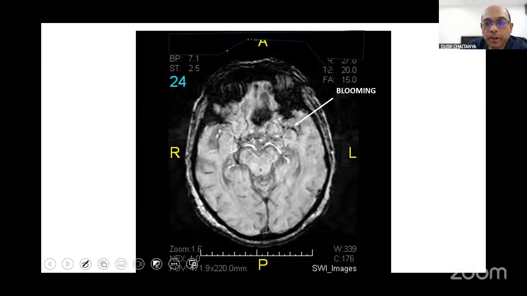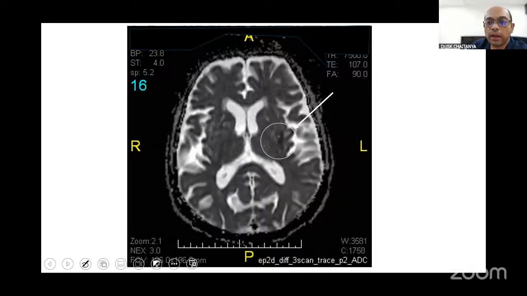This is a susceptibility weighted image. Here you will see something known as blooming on susceptibility weighted sequences, where within the blood vessel space, this is the place where we identify the middle cerebral artery. And here we are able to see some black structure within the blood vessel. Ideally we identify blood vessels as white, but here it is black. So this is called blooming and indicates there is a thrombus within the blood vessel. This is an ADC image which is showing an infarct.